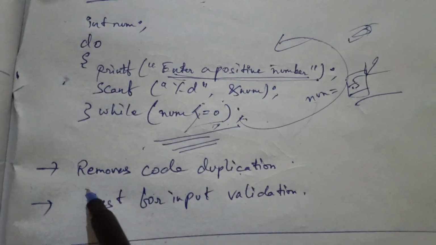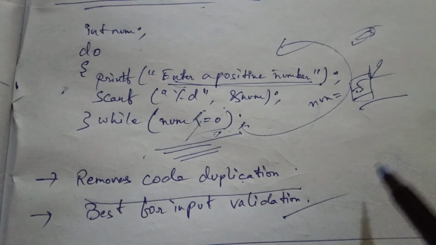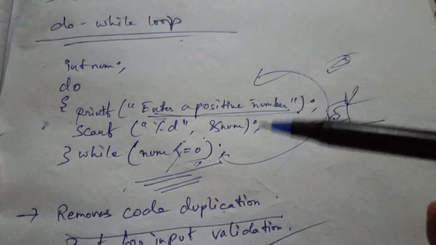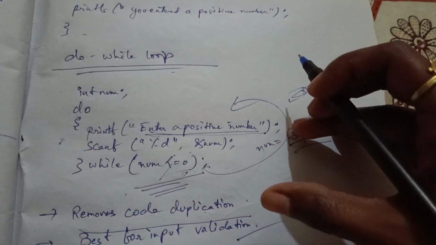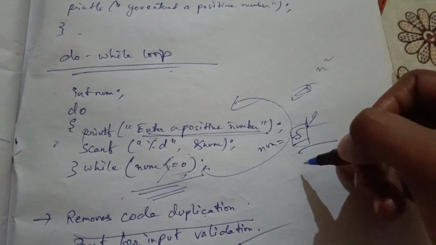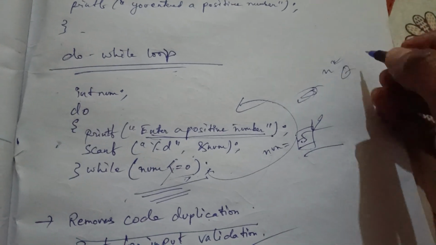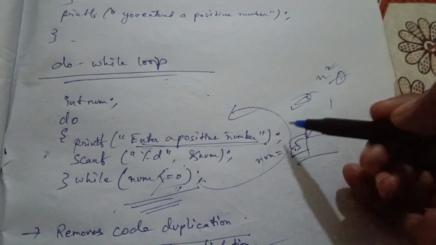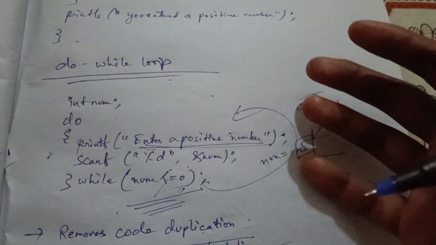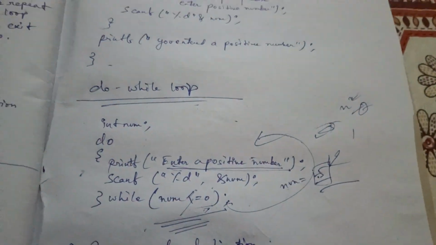So what it does is it removes the code duplication. It is best for input validation. It reduces your time complexity, which is n times, that has been reduced to one time. So this is how it has been reduced. There are various other ways. So this way I have covered everything about a while loop, do while loop actually.